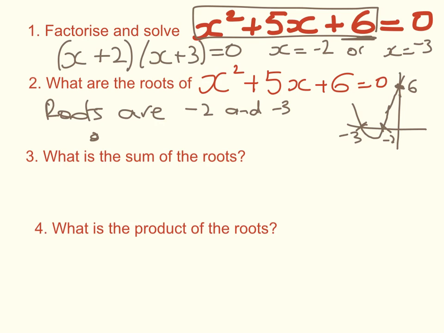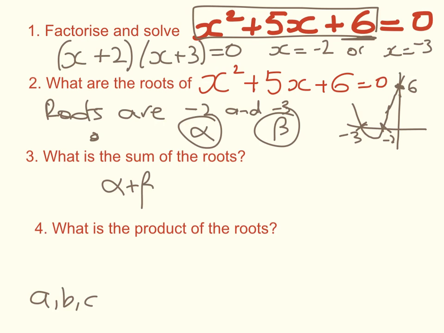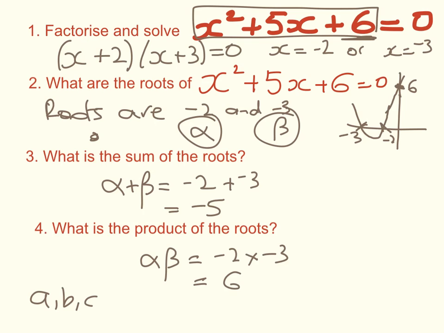Okay, so now let's just work out the sum of the roots. I'm going to give the roots names. You're going to see these often from now on. We're going to call one of them alpha and one of them beta. So when we see the Greek letters, we're talking about the roots. When we see A, B, and C, we're talking about the expanded out form. So the sum of the roots, alpha plus beta, is -2 plus -3, which is -5. Now what's the product of the roots? Well, it's alpha times beta, -2 times -3, which equals 6.